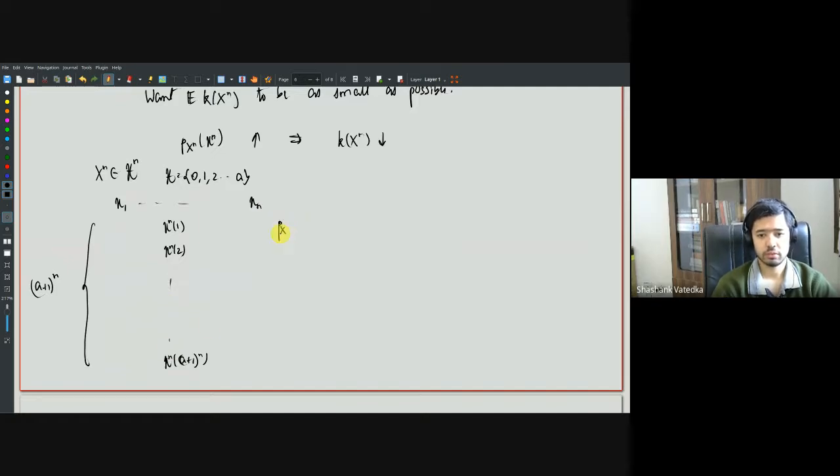So p of xn of 1 is greater than or equal to p of xn of 2, and so on. Okay, so xn of 1 is the one which has the highest probability, xn of 2 is the sequence which has the second highest probability, and so on, right? If two sequences have the same probability, then it doesn't matter how you order them, you just fix some particular rule. Okay, so now that we have this, how would you assign compressed sequences to this?